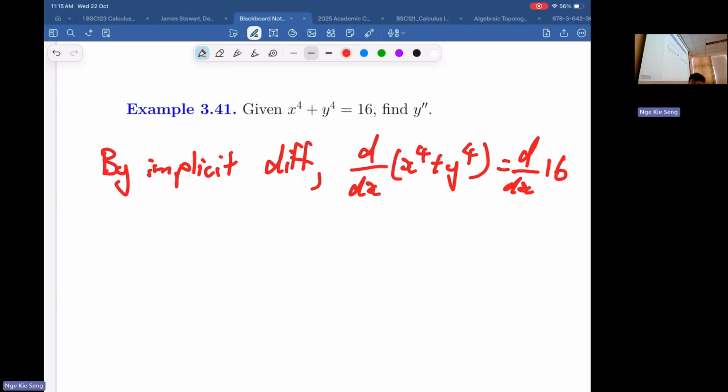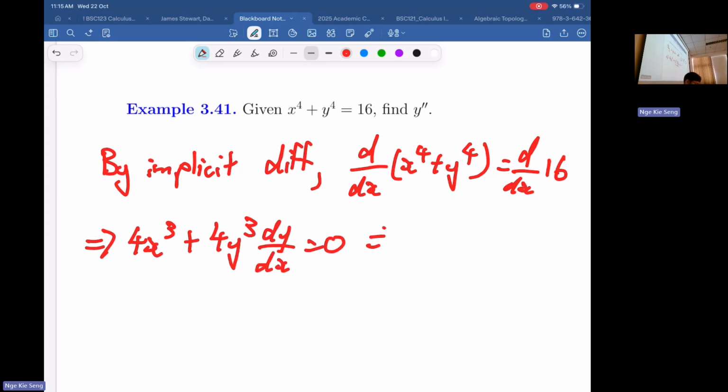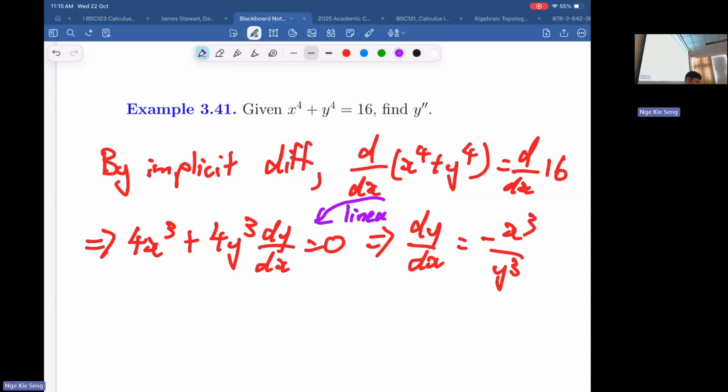And so all together, you will get 4x cubed plus 4y cubed dy/dx equals 0. Okay, so all together you get dy/dx equals minus x cubed over y cubed. So far okay? Can follow? So what I used here was linearity plus the chain rule.